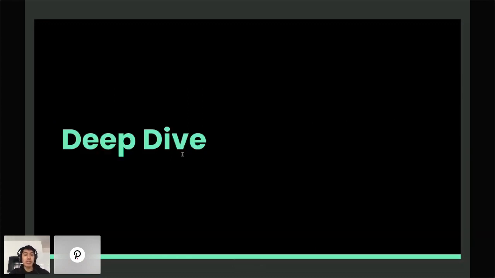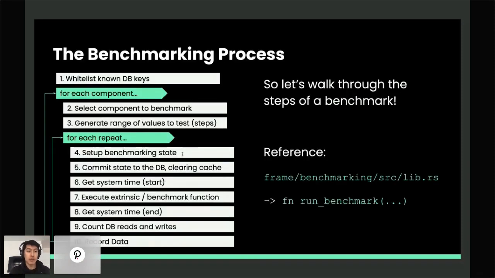Cool. Okay, so let's actually get into the deep dive. I'm going to walk you through the benchmarking process and show you what happens during a benchmark. These are the steps. There are 10 steps we run through to do a benchmarking. If you want to, you can follow these steps through the code by going into the frame benchmarking lib.rs file. There's a function called run_benchmark, and it is basically a code version of this table here.